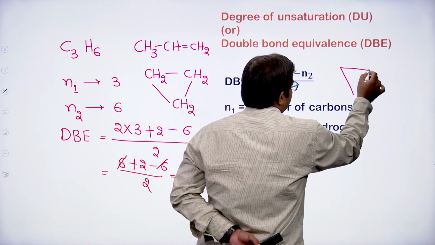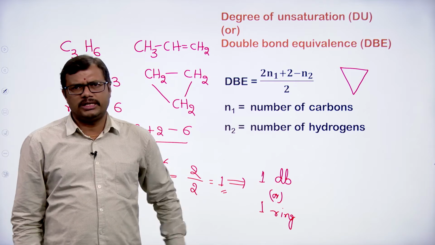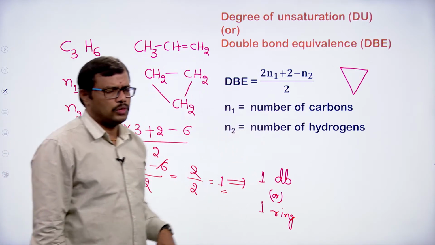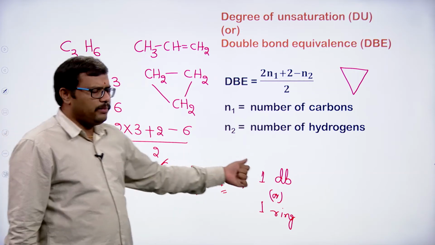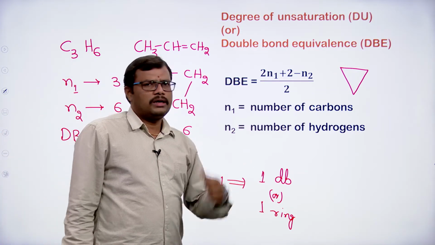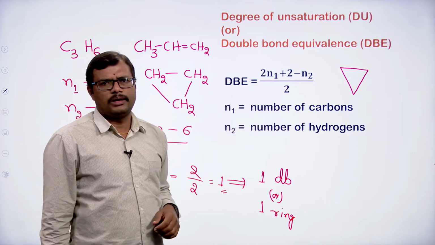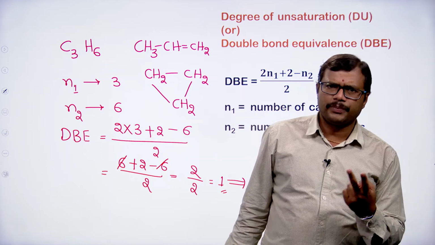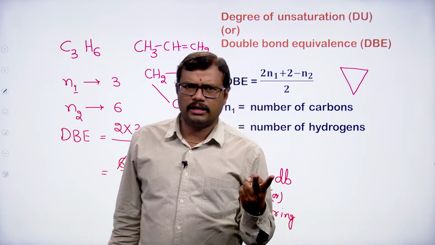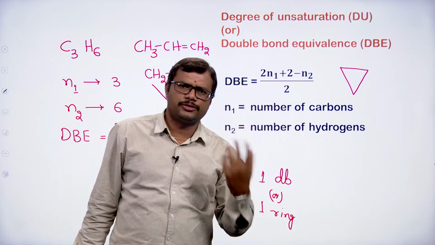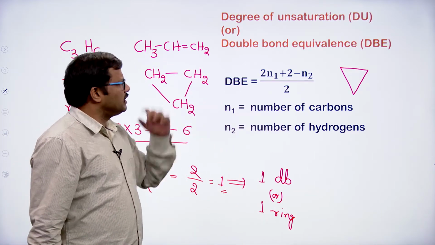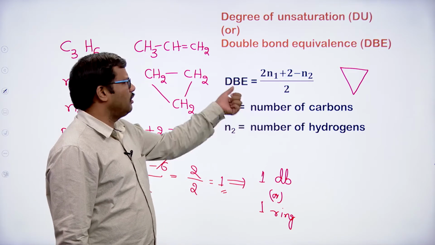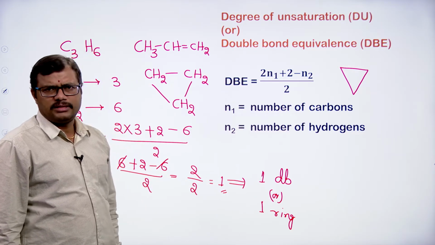Cyclopropane is generally represented with a triangle, each corner indicating one CH2. So we have a ring in this case. Whenever we get a double bond equivalence of 1, we may have one double bond or one ring in the molecule. When the double bond equivalence is 2, there may be 2 double bonds, one triple bond, 2 rings, or a combination of a double bond and one ring. This way we can easily identify the presence of double bonds and rings in the molecule from the double bond equivalence calculations.